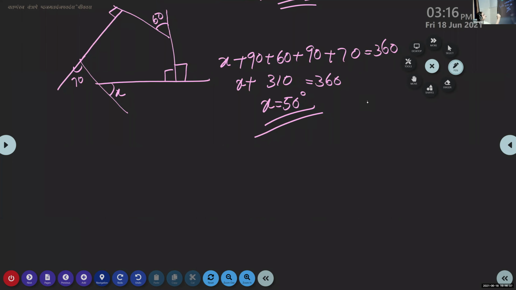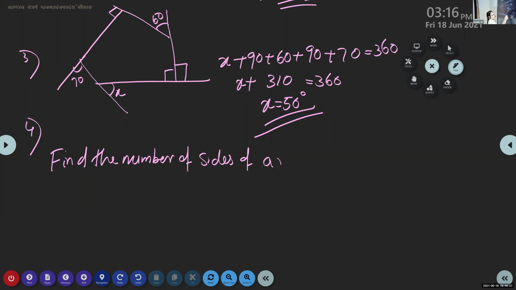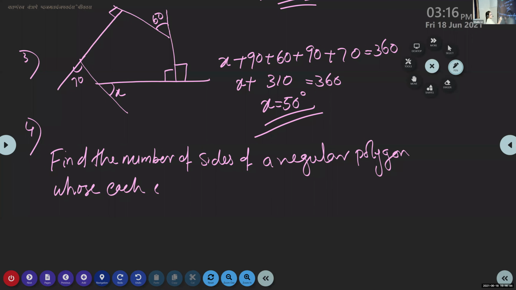Fourth question. Find the number of sides of a regular polygon whose each exterior angle is 45 degrees. Very important question, this one.